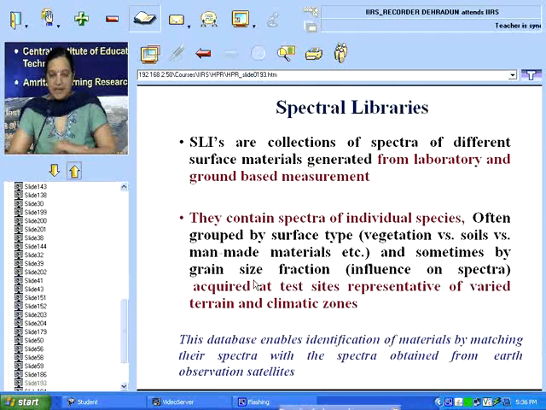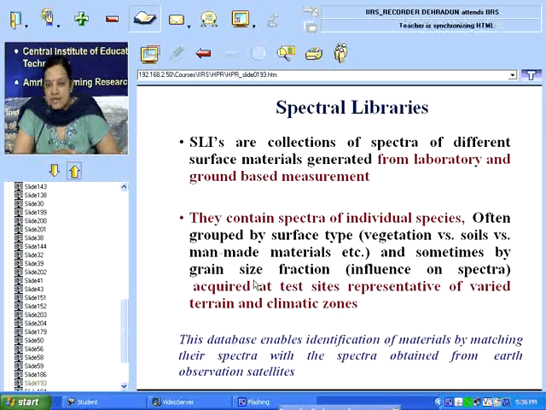Now, a significantly important aspect in hyperspectral data processing is the acquisition or creation of a spectral library. Spectral libraries are collections of spectra of different surface materials, collected either from laboratory experiments or ground-based measurements, because these are our reference, which is used to compare with the image-collected spectra and then identify different features on the ground. So we should have a good collection of spectra of different surface materials.